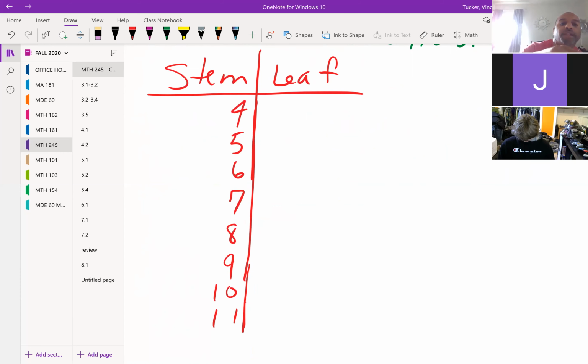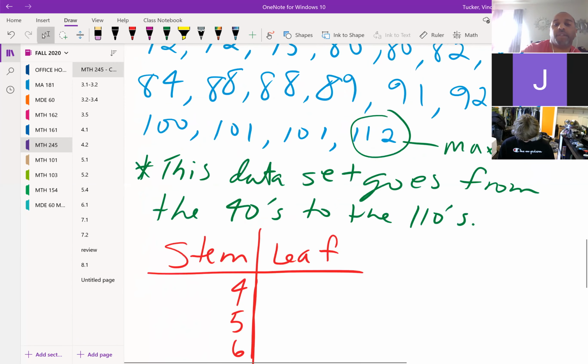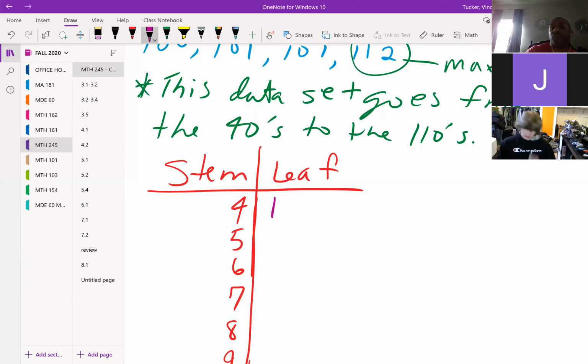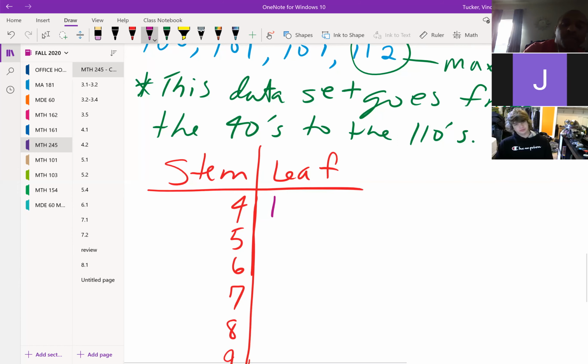All right, so each leaf that we see, we're going to write. So we have 41. So 1 would go right here in the 40s column. And there's only 41 that's in the 40s. So that's the only one we would write. Now 50, we have 50 and 56. So that would be 0 and 6. And then you keep on with that same thought process.